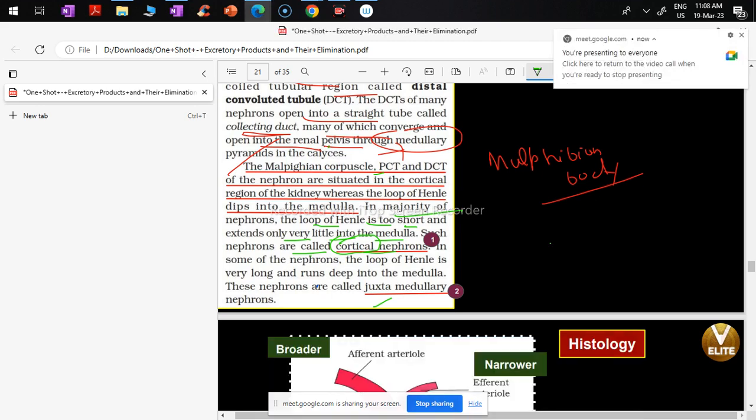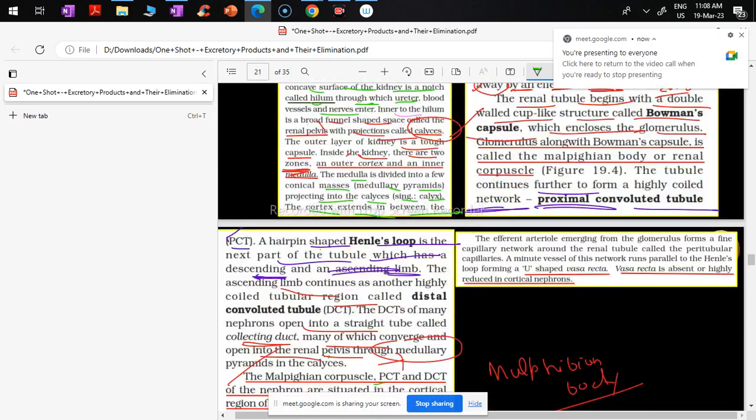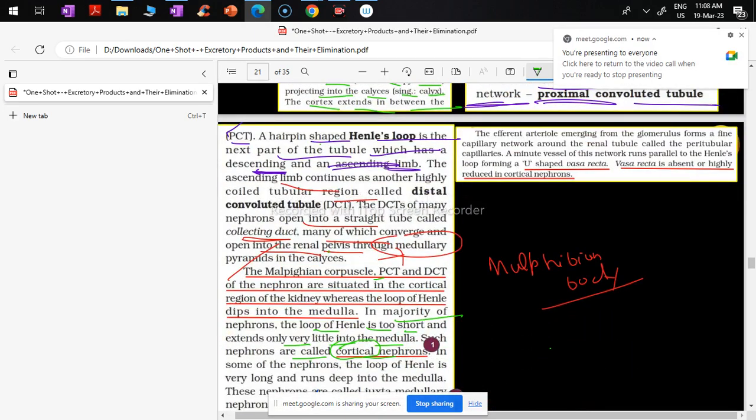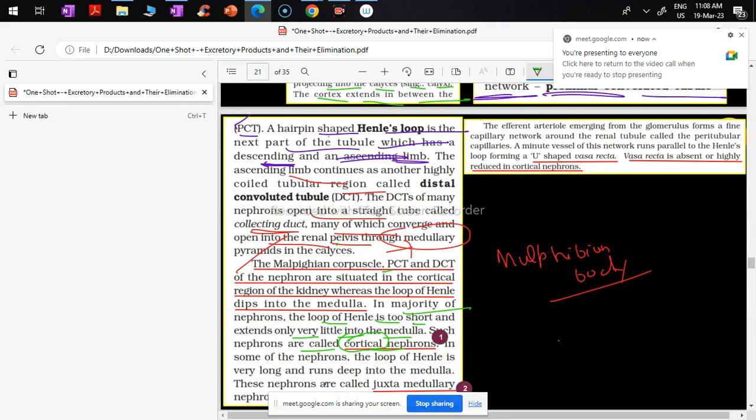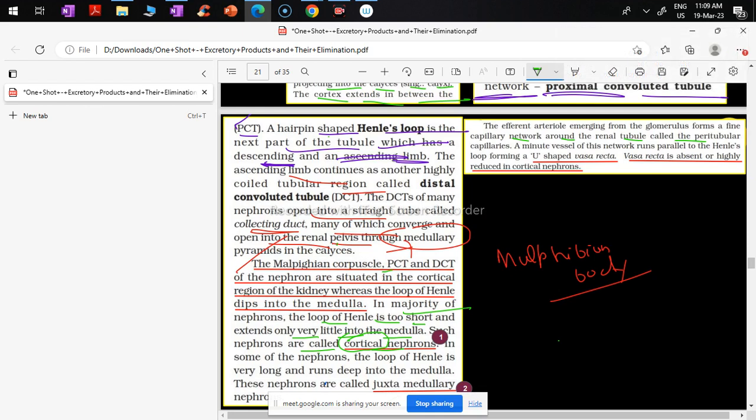So let's move further to this paragraph. The efferent arteriole emerging from the glomerulus forms a capillary network around the renal tubule, which is called the peritubular capillaries. Peri means, what do you mean by peritubular capillaries? Any idea by listening to this word?